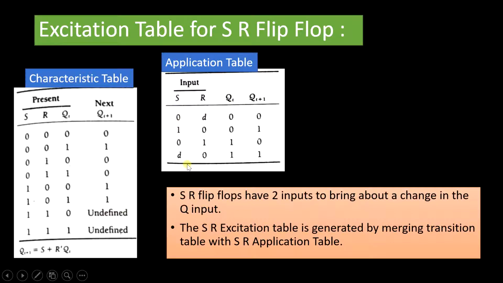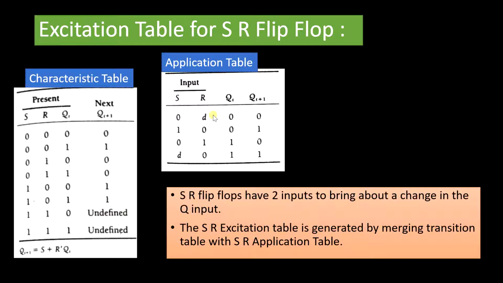One major observation is that in the characteristic equations and how we have generated, there the don't care terms were represented as a dash, whereas in this case I have represented the don't care as D. So there is no hard and fast rule that you have to always represent a don't care as a dash or a D. You can use any of these forms.